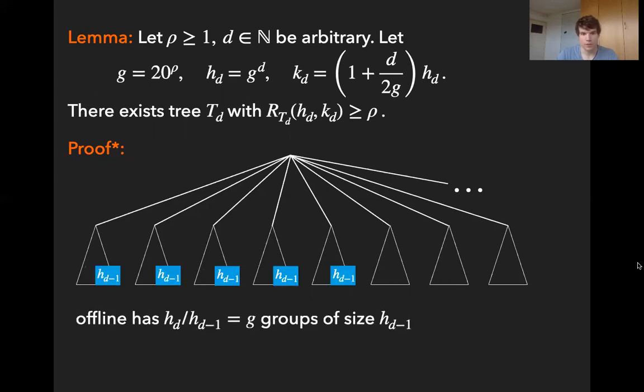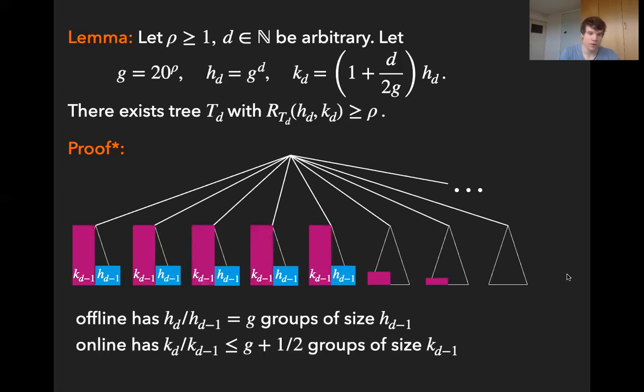And now the number of offline servers, h_d, we will think of it as there being g groups of offline servers. So each group is supposed to have size h_{d-1}, and therefore the number of groups is h_d over h_{d-1}, which is g by definition of h_d. And the offline algorithm will always keep an entire group together in a subtree. So when some offline server moves to a different subtree, then the entire group of offline servers will move to that subtree.